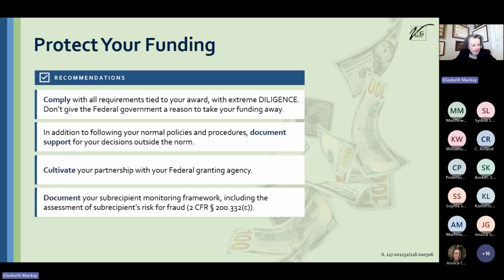And clearly document. That's all you'll see throughout this is document. Document your subrecipient monitoring framework. And keep in mind, Vanderbilt Group, our business is oversight and monitoring for federal grants. That's it. So if you need some help with that, we're here. And don't forget that as of October 1st, 2024, you are now responsible for assessing your subrecipients' risk for fraud. So again, with the focus here on waste, fraud, and abuse, particularly, you don't want to fall short on that one.